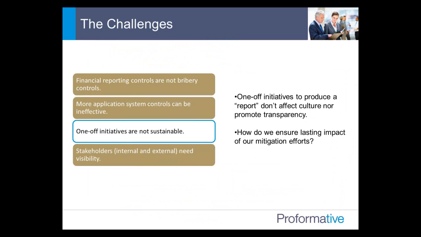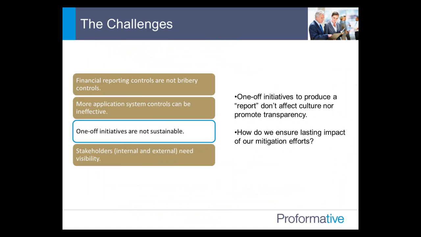The next challenge that we see very often is that a lot of organizations tackle this problem with one-off initiatives. So producing an audit report to say, yes, we've tackled this particular issue, or bringing in an external firm just for a one-time item, doesn't promote a culture of efficiency or transparency, which is really required to make sure that you know the problem at its roots. So how do you make sure those mitigation efforts are lasting?